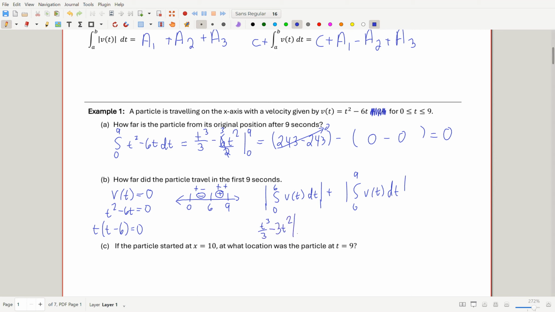We've got to evaluate that from 0 to 6, and then take its absolute value, and then do the same thing. t cubed over 3 minus 3t squared from 6 to 9, and then take its absolute value. I definitely did not give you guys the right amount of space here for this, so move some stuff out of the way and we'll regroup.